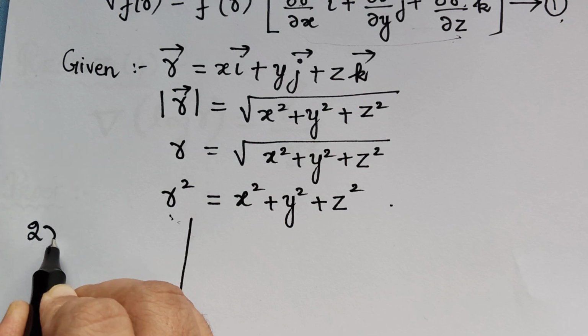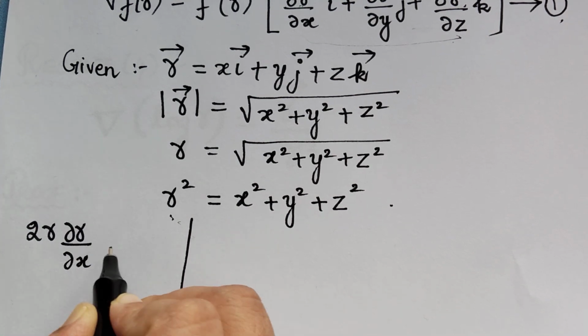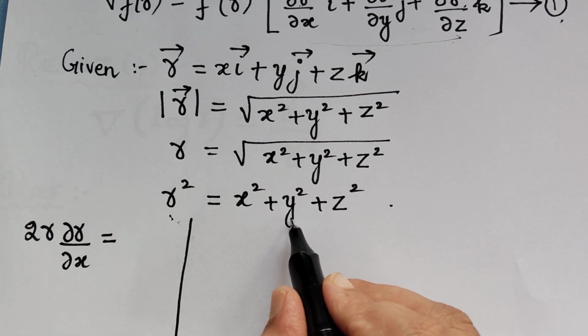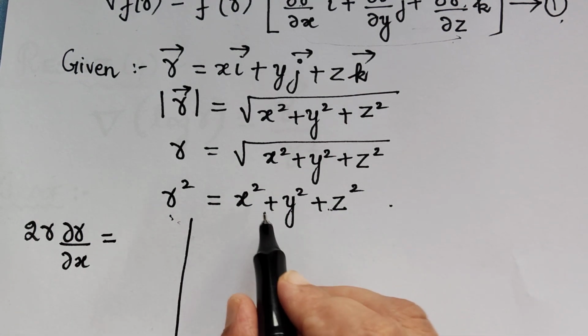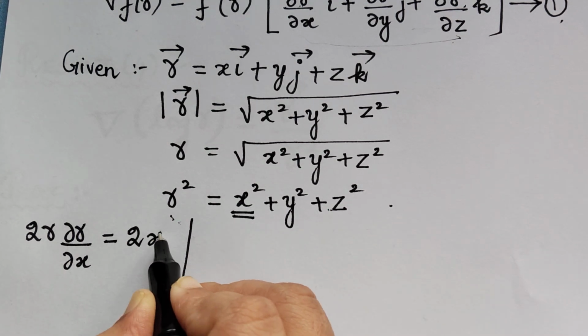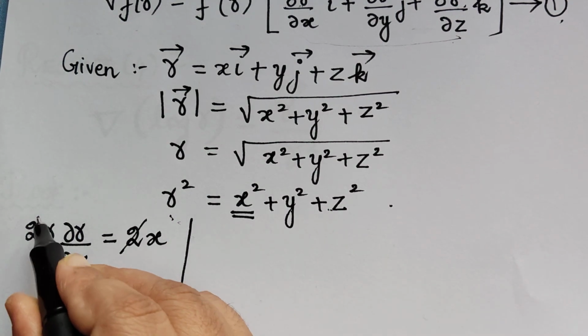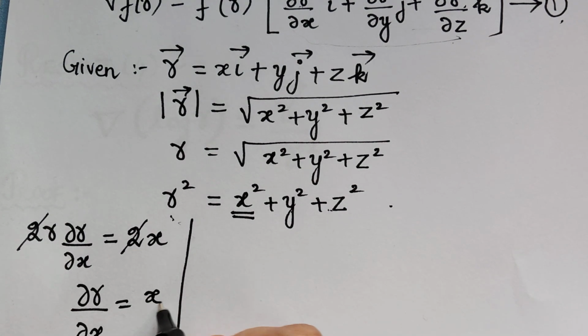It will be 2r multiplied with ∂r/∂x is equal to, on the right, y² and z² will be treated as constants and they become 0. And the differentiation of x² will be 2x. Now from this, 2 and 2 get cancelled and ∂r/∂x will be equal to x/r.